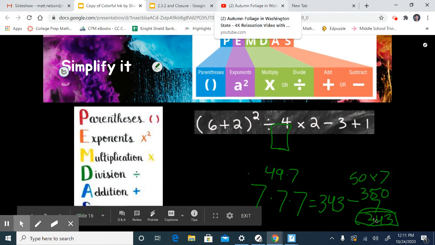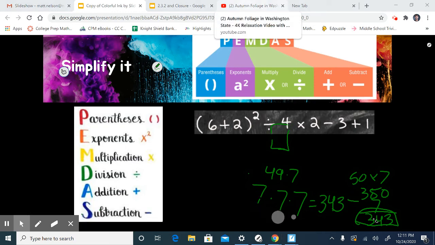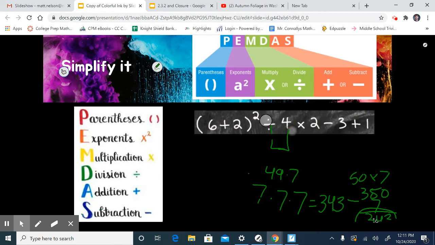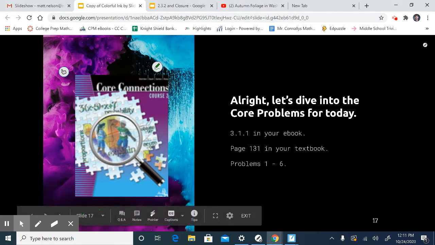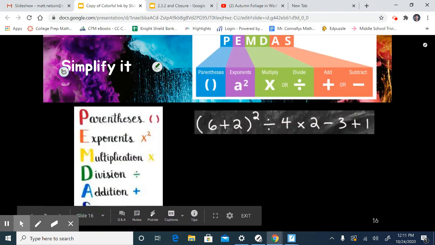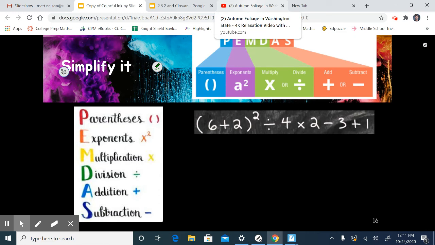All right, now let's go ahead and actually solve this problem that I talked about earlier. It says 6 plus 2 in parentheses, and then raised to the second power, so we have an exponent, divided by 4, multiplied by 2, minus 3, plus 1. Think about our order of operations here. Start with parentheses, end with subtraction or addition.